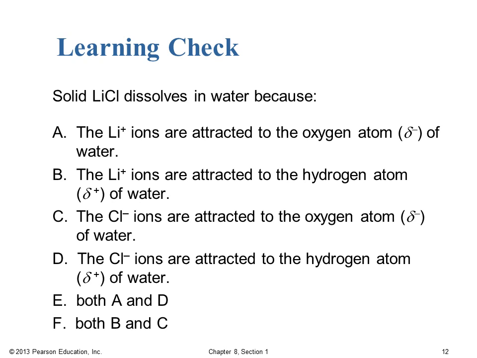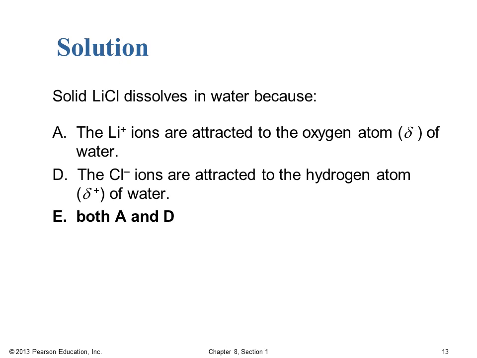And D, the Cl minus are attracted to the hydrogen's partial positive. And so that would be true because they are of opposite charges, and opposite charges do attract. And so A and D are true, and so our correct answer would be choice E. And so we see that there.